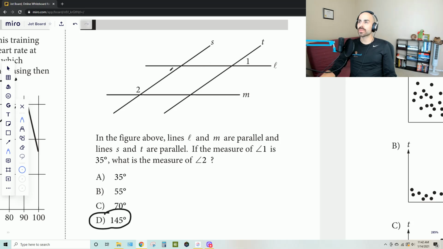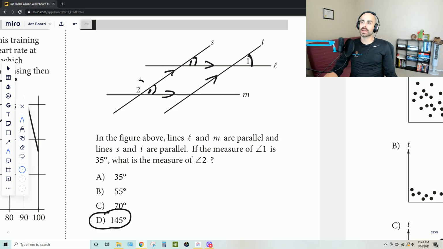So we know that S and T are parallel, and what that makes this angle right here to 1, that means these are actually corresponding angles, which means they're congruent. So this is also the same measure as 1. And then what we also see here is that 1 is corresponding to this one here. So like this one I just drew is also corresponding to that because what we see is that this line, M and L, are parallel. So that's why they told us that in these other parts of the question.